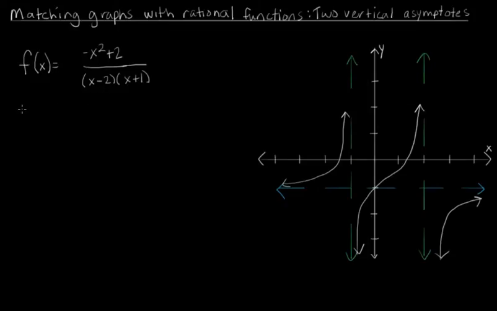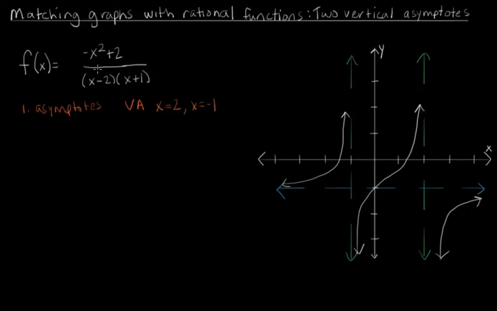So the first thing I'm going to look for is asymptotes. The vertical asymptotes are going to be the things that make the bottom equal to 0. So x equals 2 and x equals negative 1. So x equals 2 is right here and x equals negative 1 is right here. So the vertical asymptotes are x equals 2 and x equals negative 1.